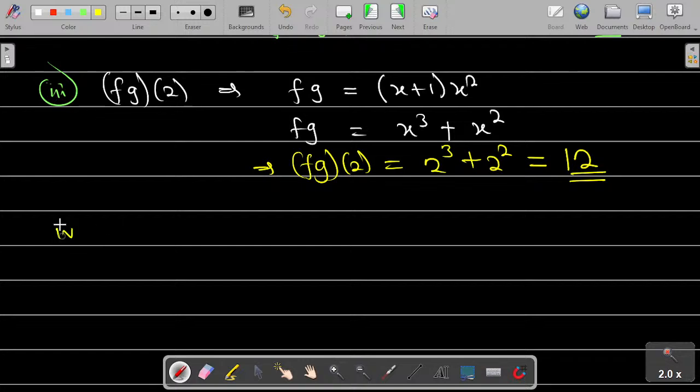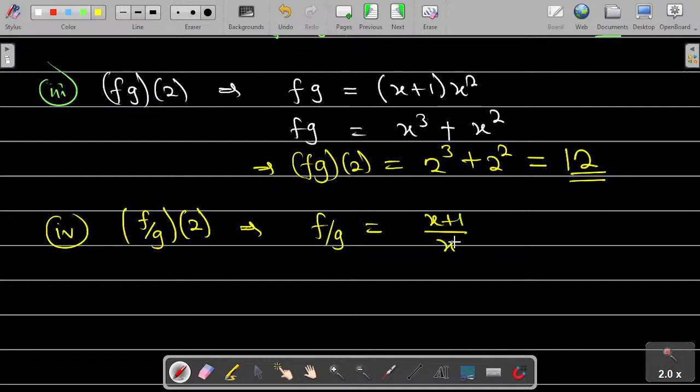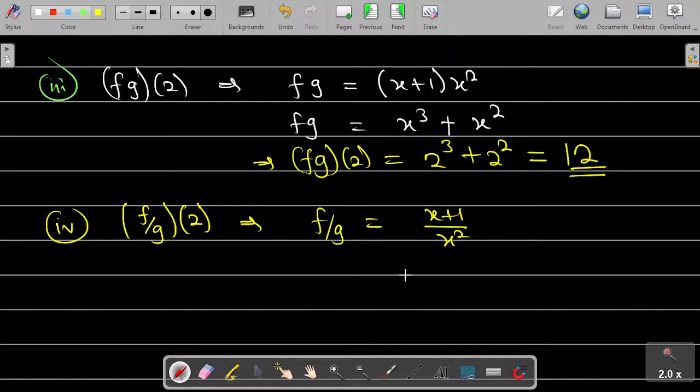So IV is asking for f over g all into 2. So they used 2 all through. Okay, so in this case it's very simple. Don't even bother yourself. Just put your f over g as, what is f? X plus 1. And what is g? X squared. Don't bother dividing this. Of course you can't divide it because the power of the denominator is greater than the power of the numerator. So you just leave it that way and then try to get your value.